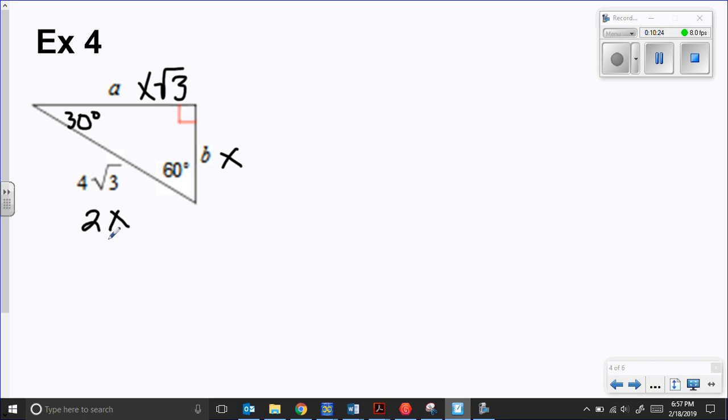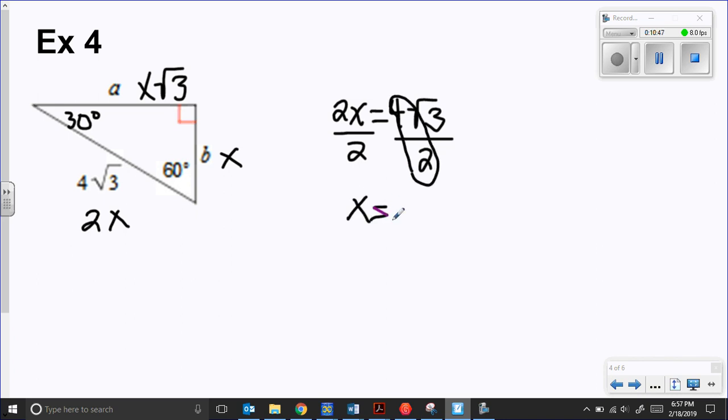So now let's go ahead and try to find X, but we know 2X, so let's solve that and figure out what X is. So 2X is equal to 4 times square root of 3. Now let's solve for X, so we're going to divide both sides by 2. And so then we get X is equal to, and then here we can simplify. So 4 divided by 2 is 2 times the square root of 3. So now we know that X is equal to 2 times the square root of 3. So that's the length of B. 2 times the square root of 3.